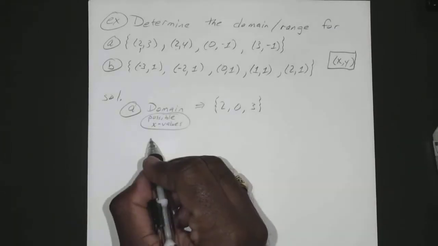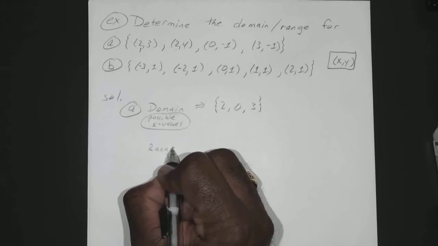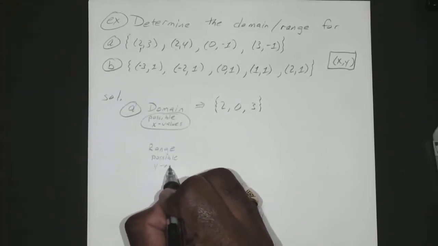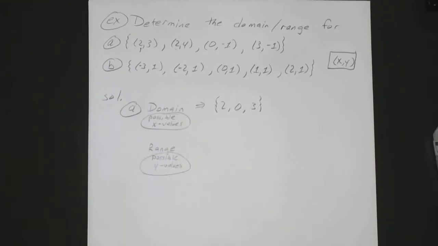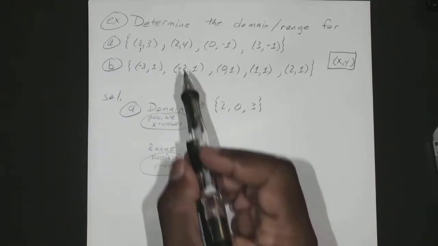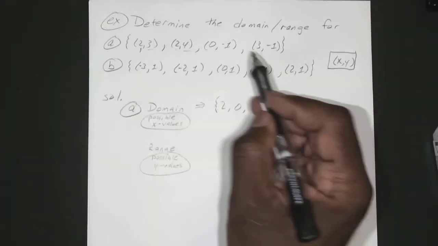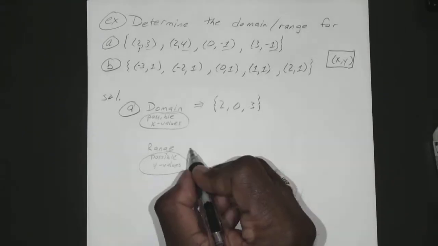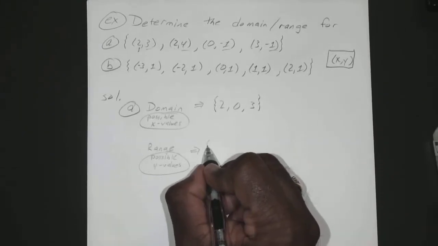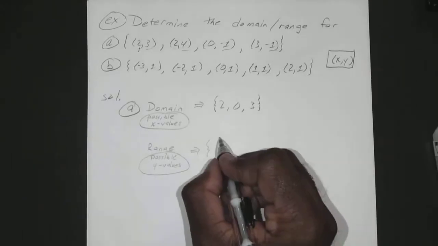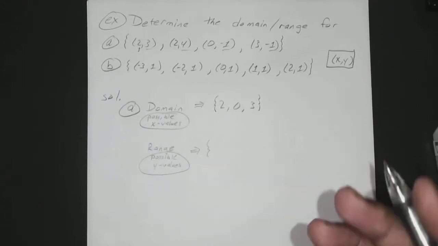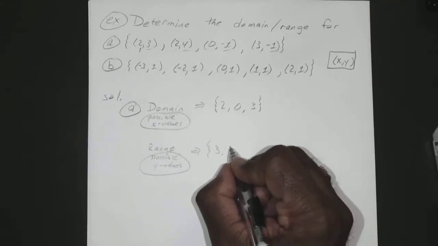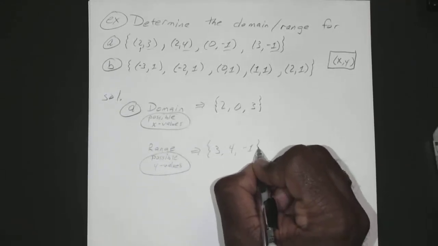And your range is just all possible y values. So you do the same thing. You look at all of your y values. You have 3, 4, -1, and -1 again. So -1 you only have to put in this set once. You can put them in numerical order if you want to, but you don't have to. So you have 3, 4, and -1.